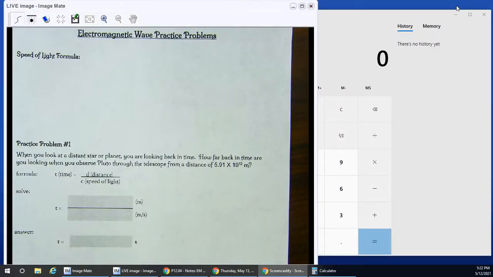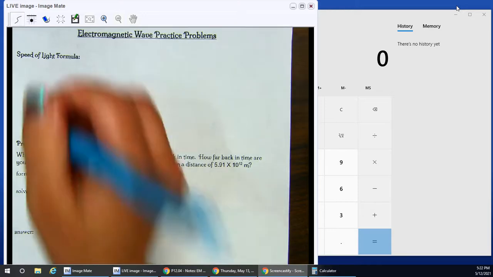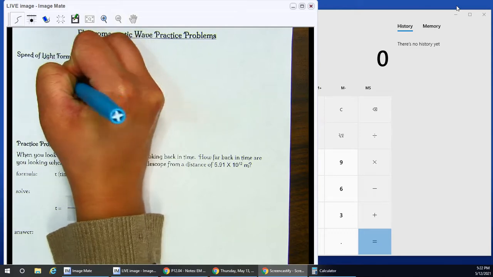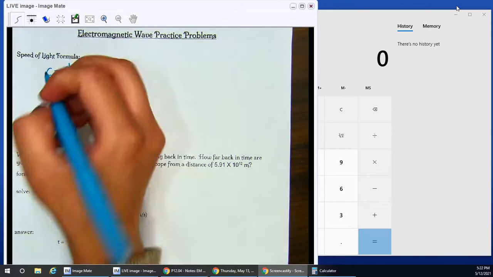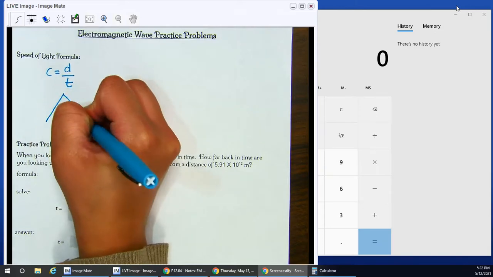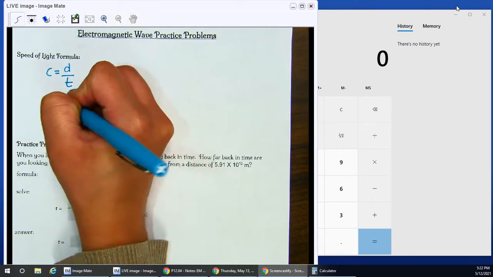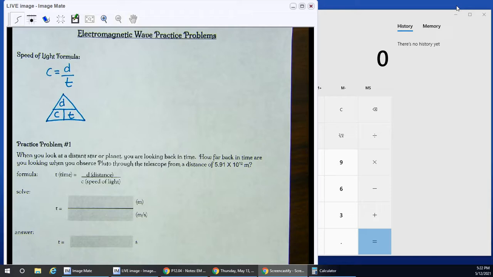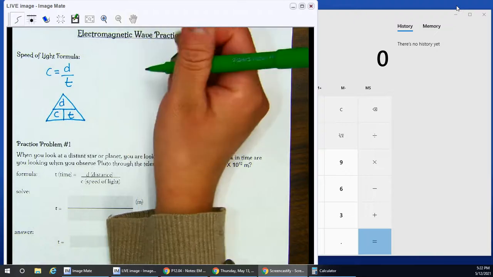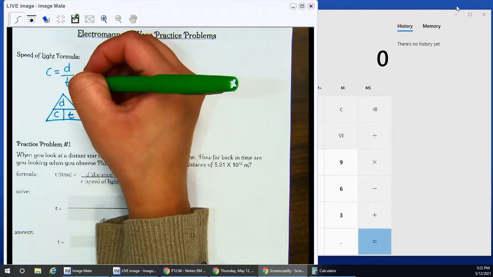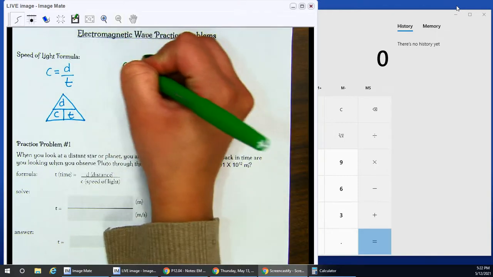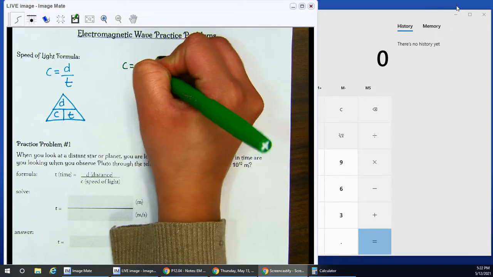We're going to start off by writing the speed of light formula, and that formula is the speed of light is equal to distance over time. Pretty easy formula. There is a triangle to go with it if you want to use it. Distance is going to go at the top, speed of light and time go at the bottom. It's very similar to velocity equals distance over time, as well as speed equals distance over time. Same concept, except here, C stands for speed of light.